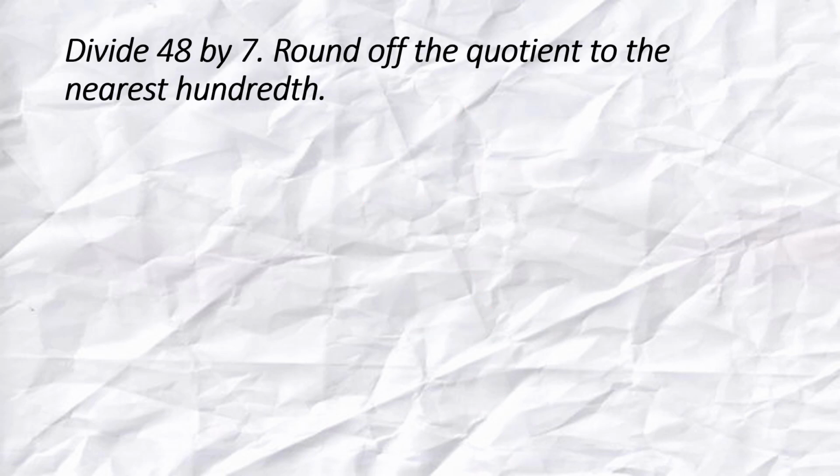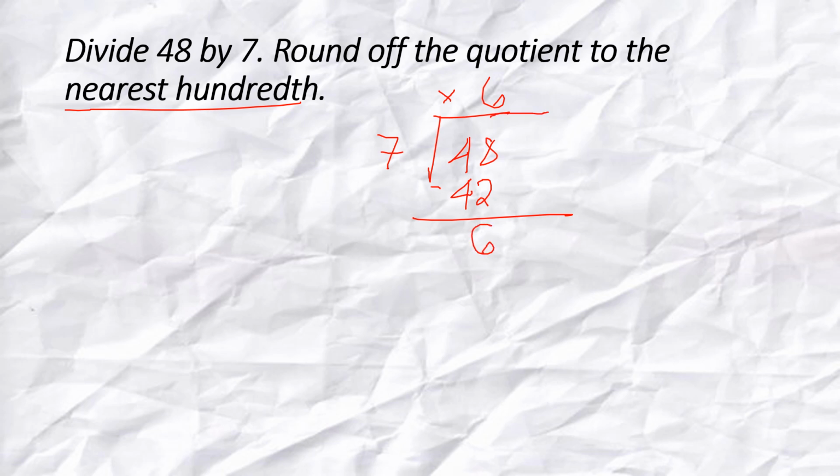And then we have the last one. Divide 48 by 7, round off the quotient to the nearest hundredth, just like what we did a while ago. So 48 divided by 7. 48 divided by 7 is 6. 6 times 7 is 42. Subtract. 48 minus 42 is 6. We have a remainder 6, so we put a decimal point and then a 0. Bring down a 0. 60 divided by 7 is 8. 8 times 7 is 56. 60 minus 56 is 4.